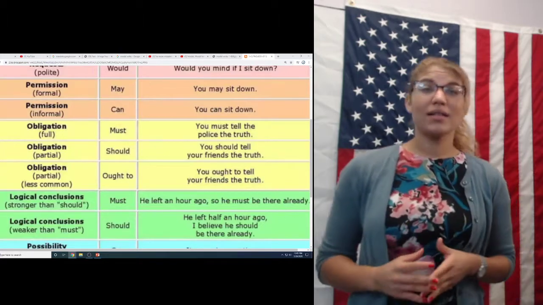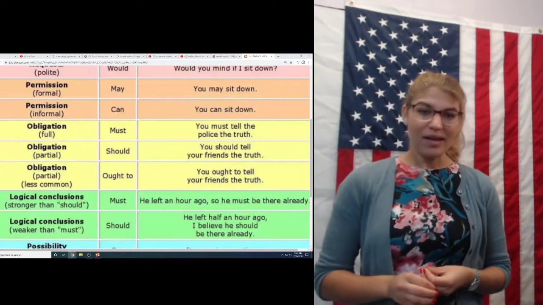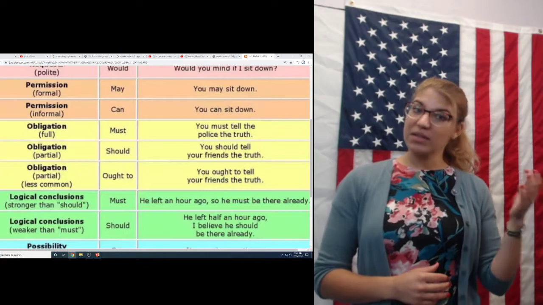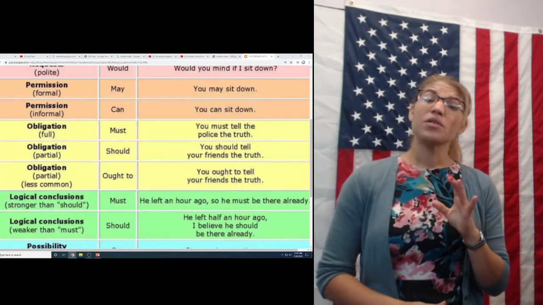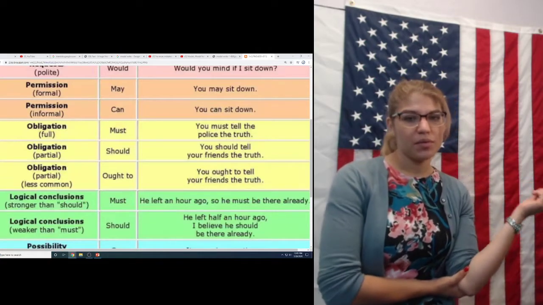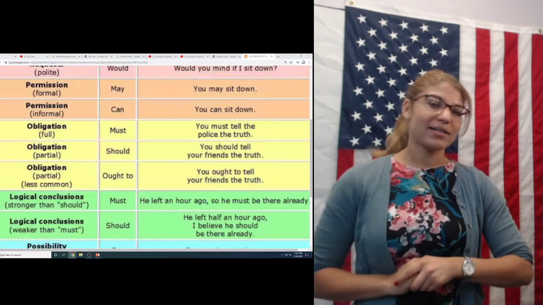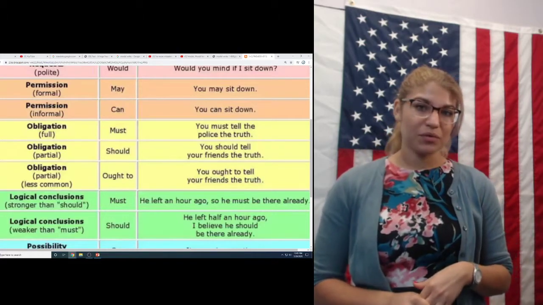You must tell the police the truth. You must. It is not an option. You have a responsibility and an obligation to tell the truth. You must tell the truth. You must be strong. You must practice your English if you want to improve.